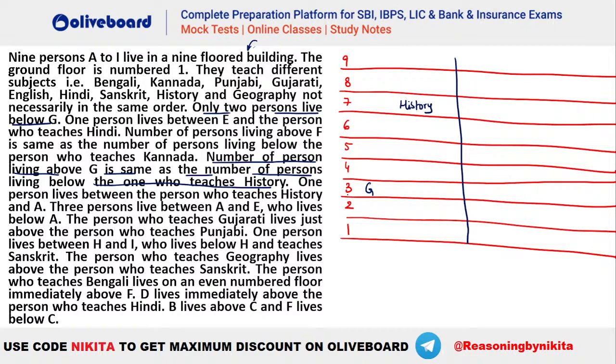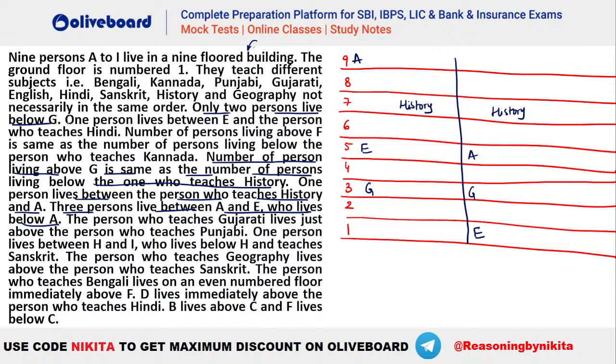So as soon as you get history, can we connect anything else here? Let's check it out. One person lives between the person who teaches history and A. Okay, so you can see there can be 2 possibilities here for A. So let's try it out. This was your history here. A can be this person above history, or A can be this person who is below history at a gap of 1. Now it is given 3 persons live between A and E, E who lives below A. So E has to be below A at a gap of 3. So 1, 2, 3. This will be your E here. In this case, 1, 2, 3, this will be your E here.